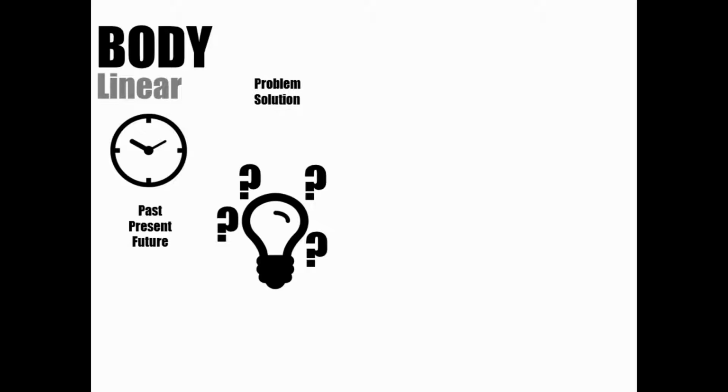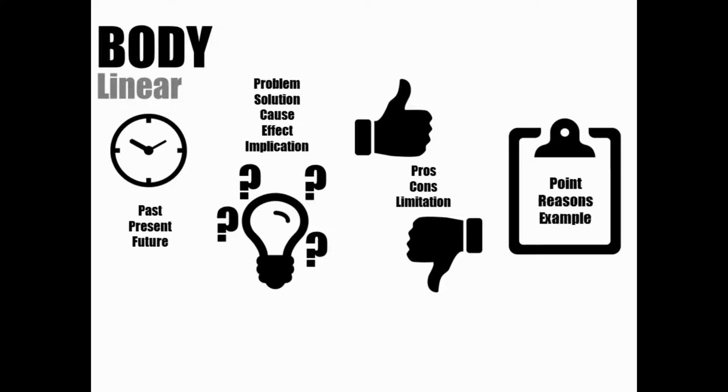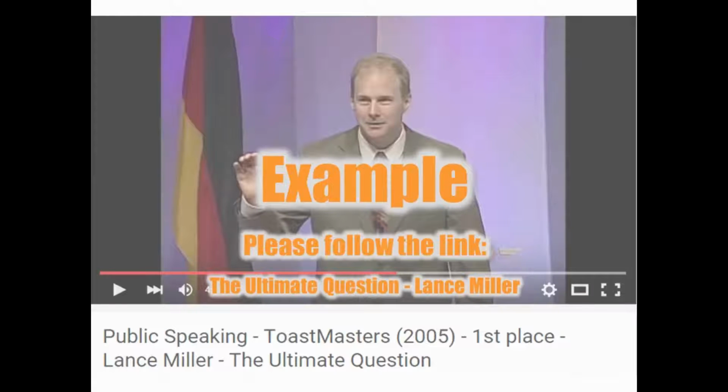But is that all you can mention? You can also talk about the cause and effect. And if you want your speech to be even more convincing, also cover the implications. Pros and cons. Whether it's about a hobby you took up, a proposal, you can also talk about the limitations. Lastly, point reasons. You may think it's the most tedious, but this organization is undoubtedly a clear and understandable way to present your ideas. Here, you can see how this champion speaker incorporates 3 of these organizations in his speech.